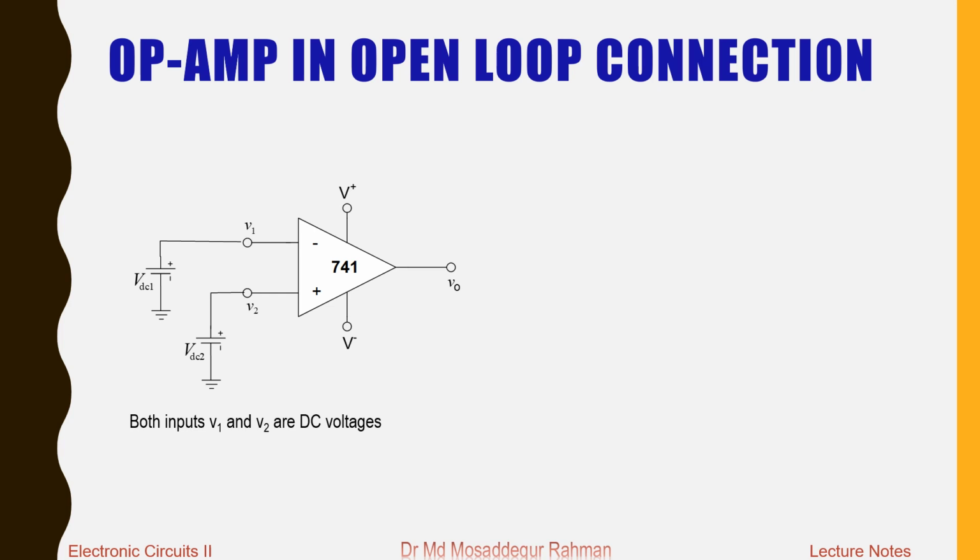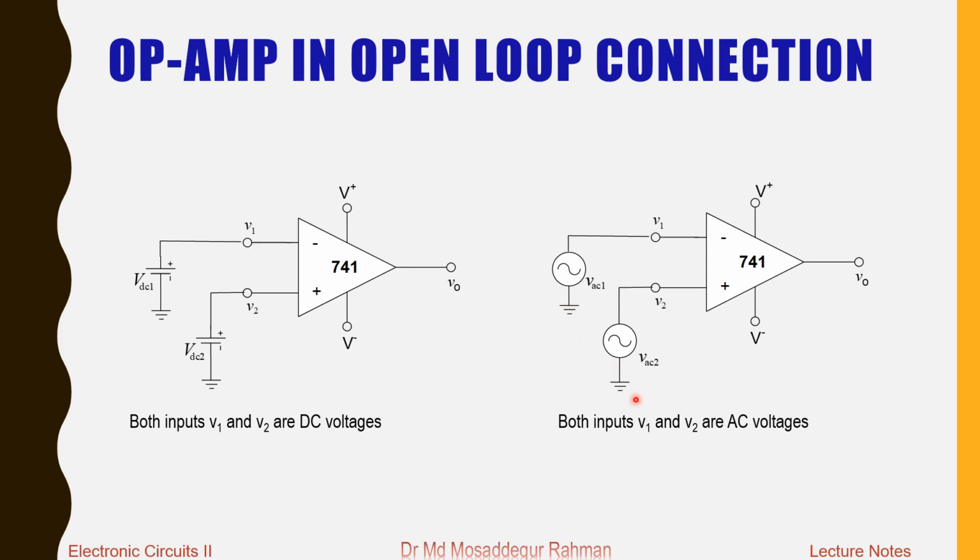So this is an example of open loop connection for op-amp. In open loop connection, the input voltages we connect directly to the input of the amplifier, and we take the output from the output terminal, and that is what is known as the open loop connection. Now in open loop connection we can have different combinations. Here both the inputs are DC voltages. Here both the inputs are AC voltages.